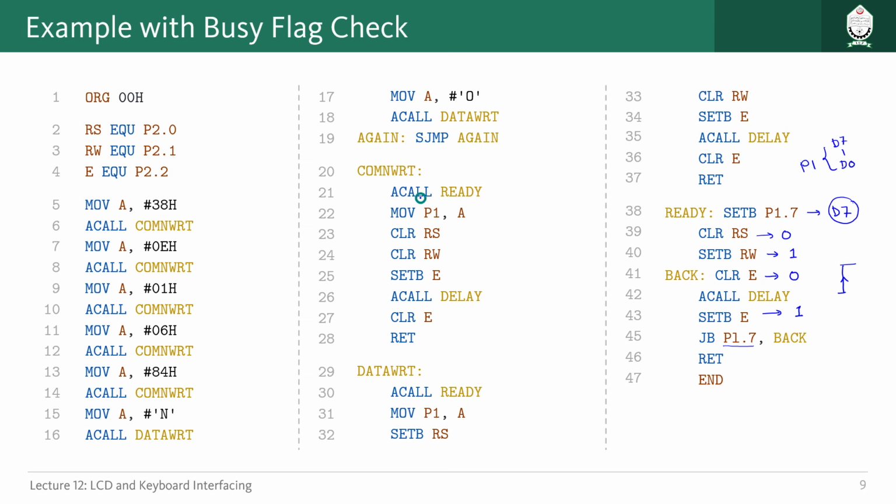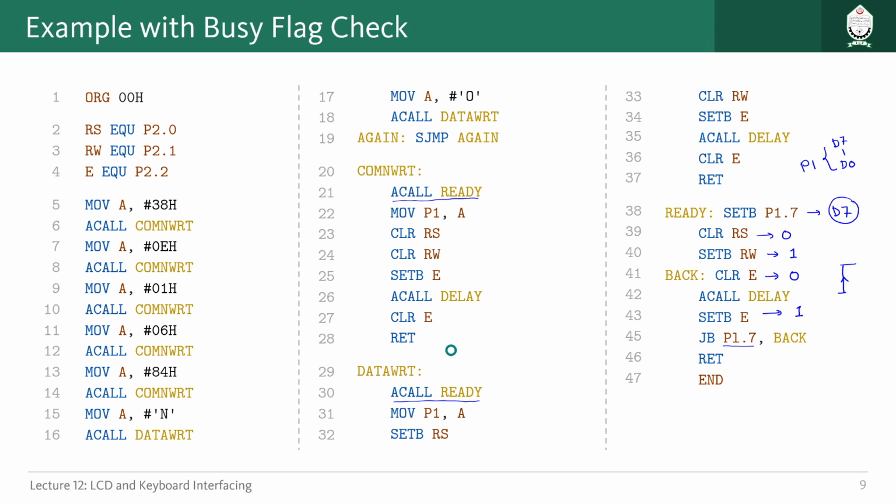Everything else is similar, so that's why we call this subroutine at the first line of command writing and data writing, because initially we are going to check whether the LCD is busy or not. If the display is ready, then we are going to send the command or the data. Everything else here is just like the previous code.